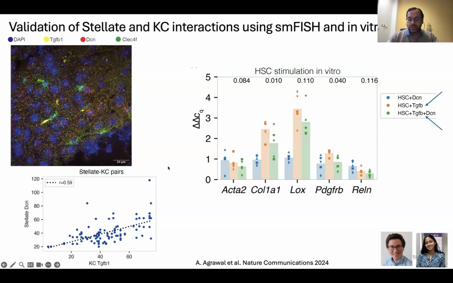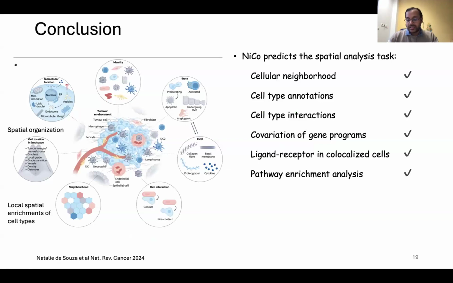Also, from a single molecule experiment, we showed similar things, where we found the decorin signal in the stellate cell, which co-localized with the Kupffer cell with TGF beta. We have a correlation of 0.59. So this suggests that this covariation and cell-cell communication can find some interesting biology.